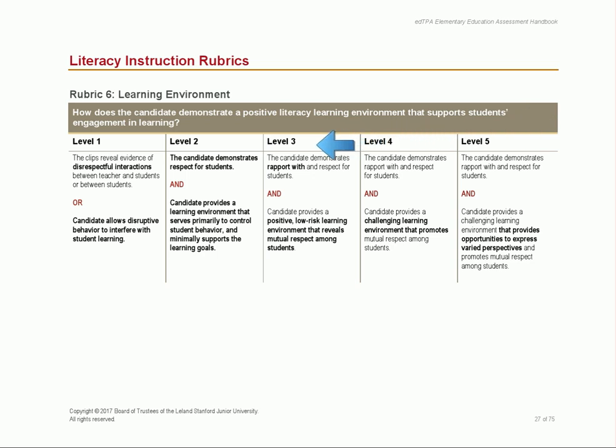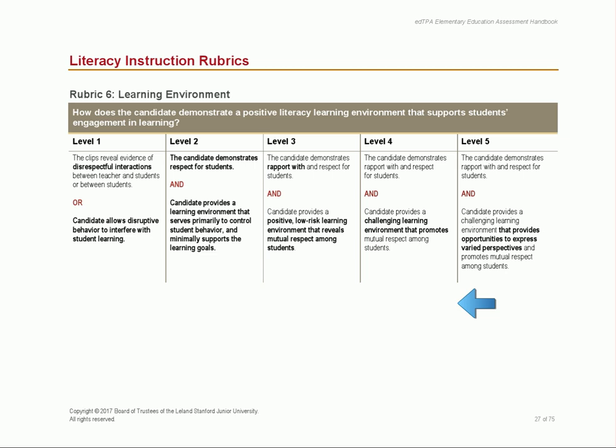Now again, 3 is passing, but I'm going to suggest focusing on 4. 3 says the candidate demonstrates rapport with and respect for students. Okay, that's reasonable. And, so this is necessary, the candidate provides a positive low-risk learning environment that reveals mutual respect among students. Now you can see the key words here are low risk. So we need to think about what can we do to make that better. So this isn't so demanding. This means that you're working positively with your students, you're interacting with them in a collegial way, helping them think about things, and the kids are getting along with each other. So that's a 3. Let's think about what a 4 should be.